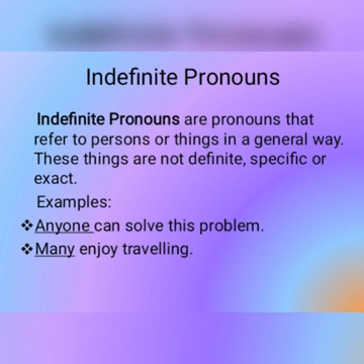The next type of pronoun is indefinite pronoun. These are the things in a general way. These things are not definite, specific or exact. I mean, when you are saying generally or randomly about a thing or group of things, then we can use these indefinite pronouns. Like for example, anyone can solve this problem. So we are not sure who can solve this problem, but we are saying anyone can solve this problem. कोई भी इस प्रॉब्लम को सॉल्व कर सकता है. So this is your indefinite pronoun when you are not sure about the thing or the person.